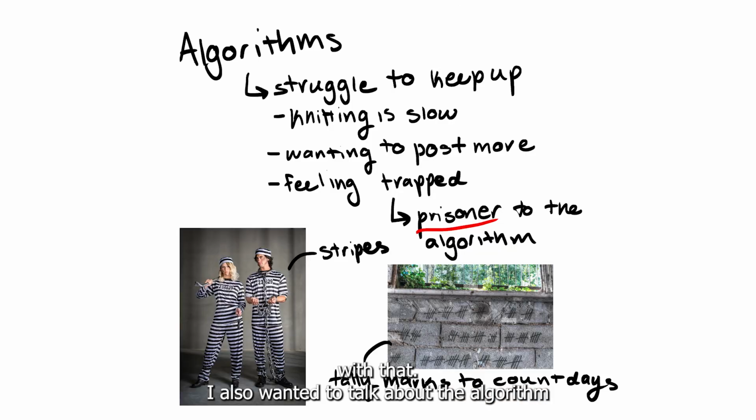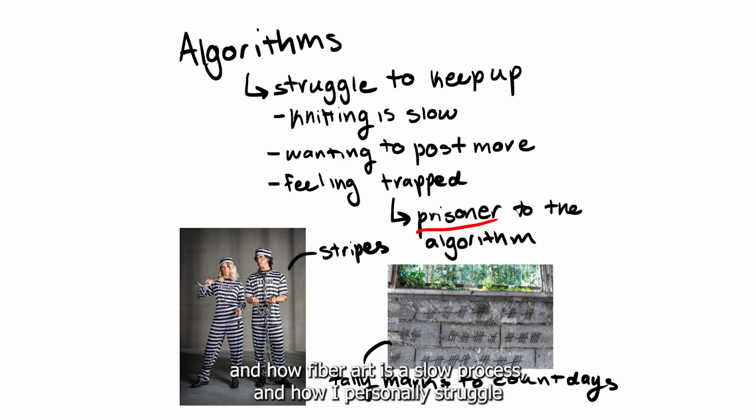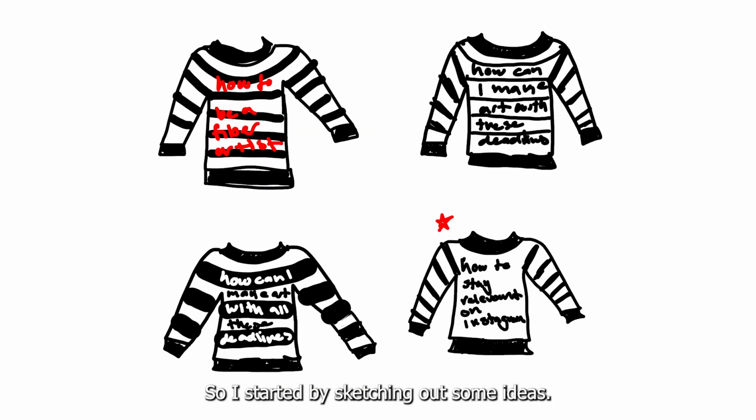I also wanted to talk about the algorithm and how fiber art is a slow process and how I personally struggle to feel like I'm keeping up with these Instagram algorithms and wanting to post online and be in these spaces, but it takes me a long time to make a sweater. So I wanted to play with this idea of feeling trapped by this algorithm and use these prison motifs of cartoony, striped prison uniforms, as well as tally marks that prisoners use to count days. And I don't know if that's real or if this is just in movies, but that kind of idea. So I started by sketching out some ideas.